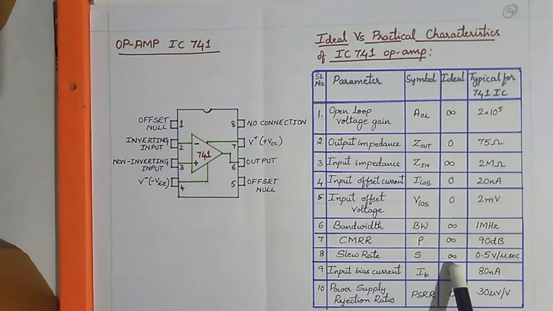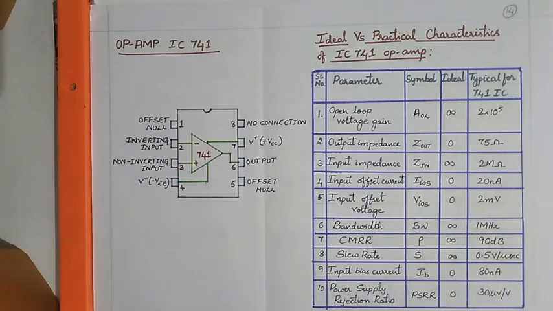This ideal value is infinite and the typical value is 0.5 volt per microsecond. And the input bias current, which is the average of the base currents, has an ideal value of 0, practically it is 80 nanoamps.